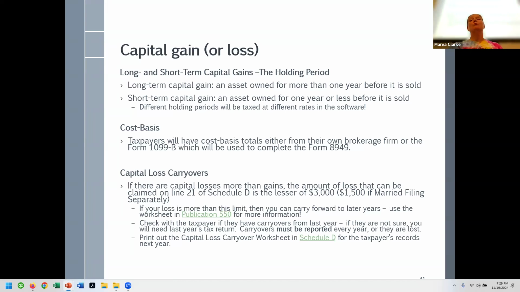If by chance things go really, really badly and you lose more than $3,000, you can carry that extra over to the next year. You can carry it over to the next year and so on and so forth. Hopefully we will have nobody that is in that situation.